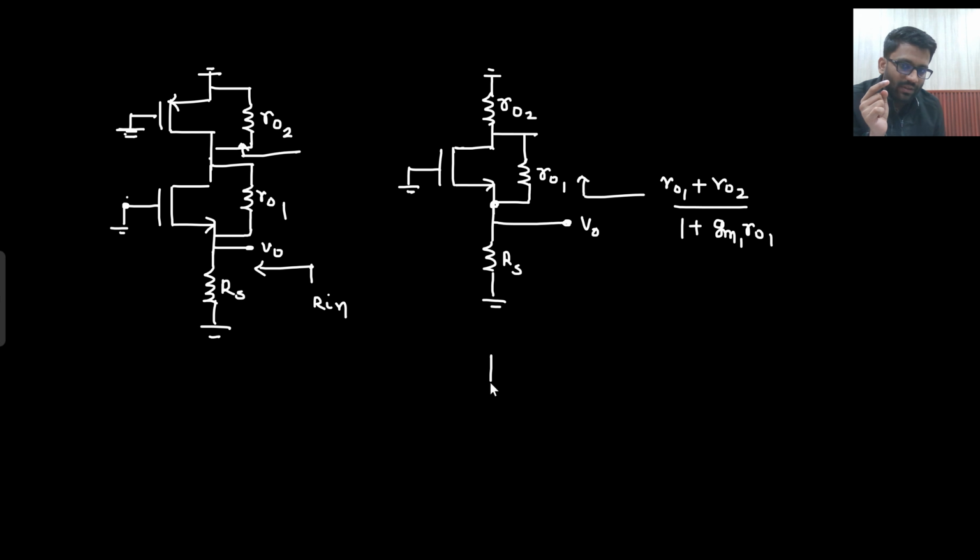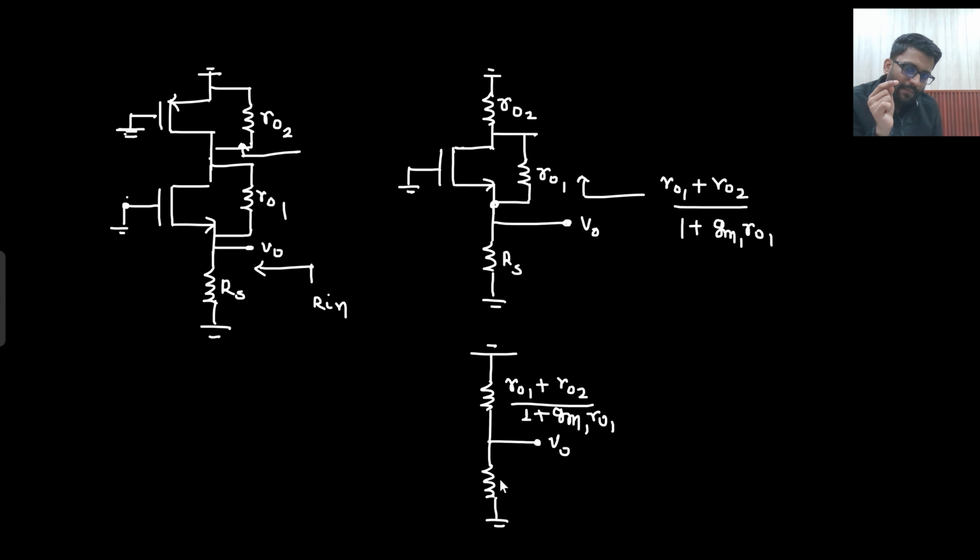Now your circuit is solved. How is your circuit solved? From V0 to ground, you see R0 1 plus R0 2 divided by 1 plus GM 1 R0 1. And from V0 to ground, you see RS as well. So looking from V0, how much total resistance do you see? RX or Rin, whatever it is. So are they in parallel or are they in series?